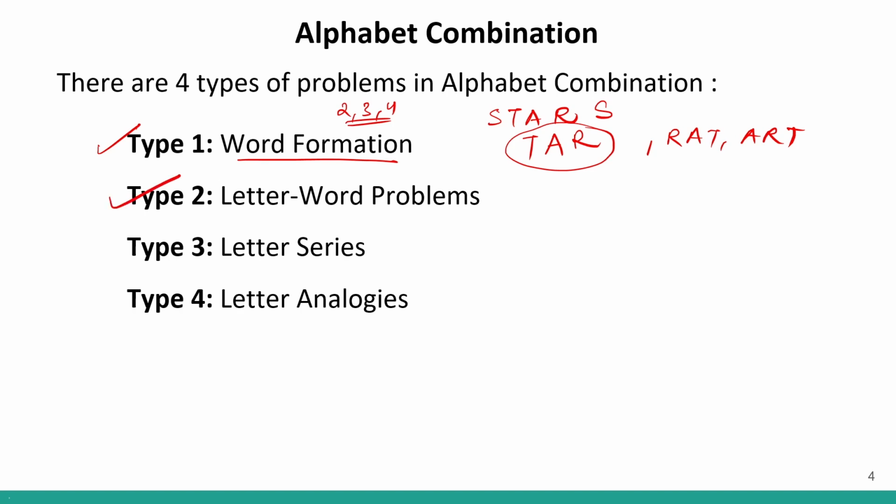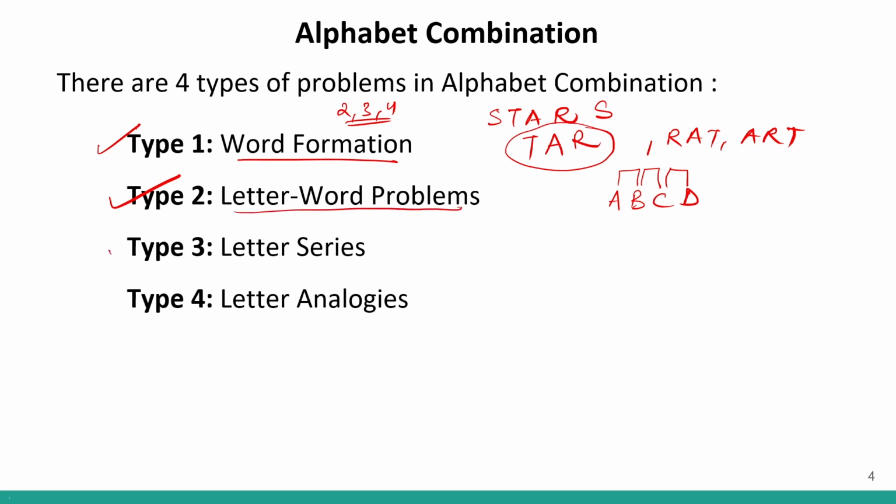Then we have type 2, that is letter word problems. Letter word problems basically means, for example, if we have A, B, C, D, we have to identify in the words how many letters will have the same position as in the English alphabet. Okay, this we will understand better with the help of some examples.